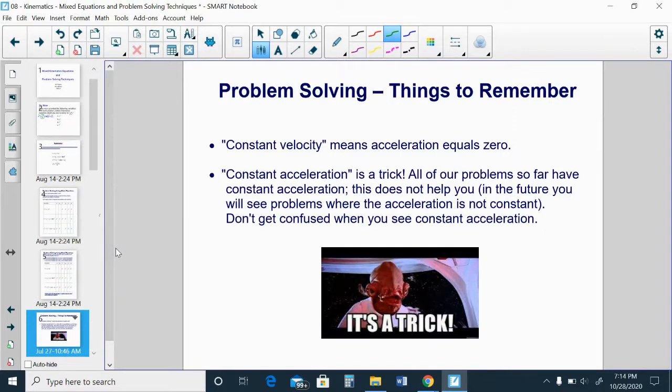Something else you might see in word problems is the term constant velocity. This will always mean that acceleration equals 0, since acceleration is a change in velocity over time. If you have a constant velocity, that means it's not changing over time, therefore that would be a 0 acceleration. Now, constant acceleration is a trick. All of our problems so far have constant acceleration, so this doesn't really help you. In the future, you will see problems where the acceleration is not constant, but for now, constant acceleration doesn't really give you any important information, so just don't get confused by that.